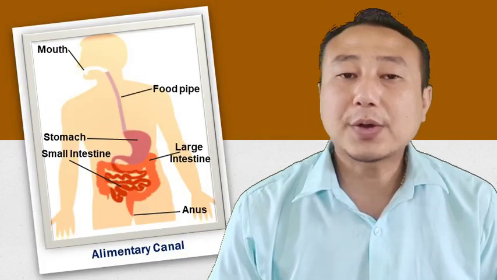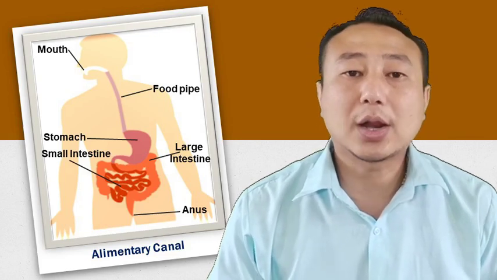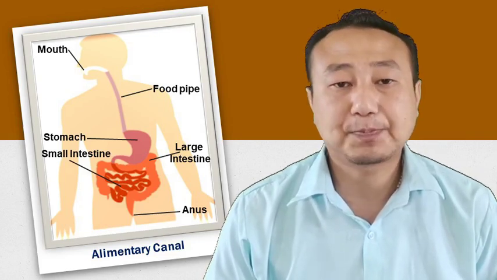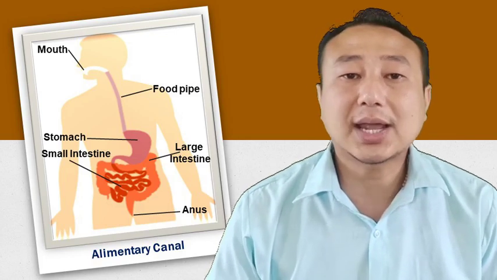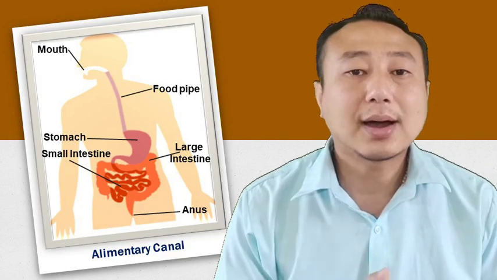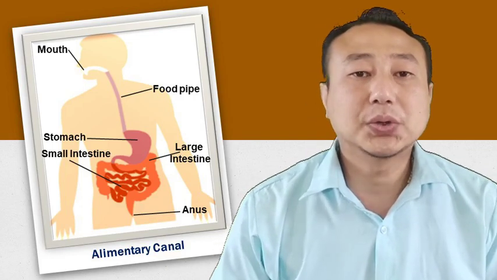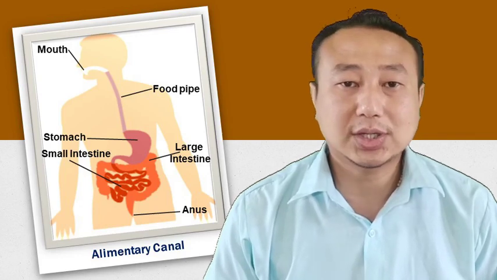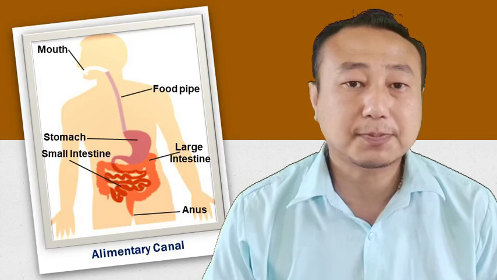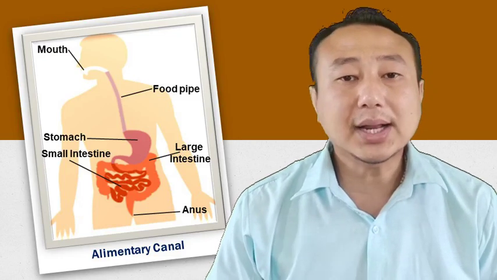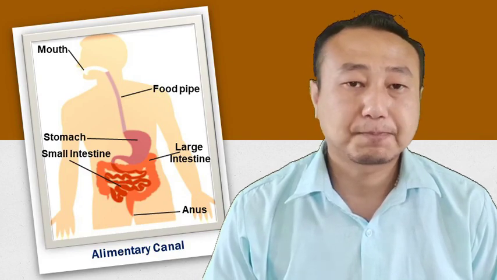So from the mouth, when we swallow the food, it enters the stomach, passing through a long tube known as the food pipe. Inside the stomach, the food is again digested by mixing with other enzymes. And then from the stomach, it passes to the small intestine and the large intestine, where the absorption of the nutrients present in the food takes place, while the unabsorbed waste materials are excreted out from our body.